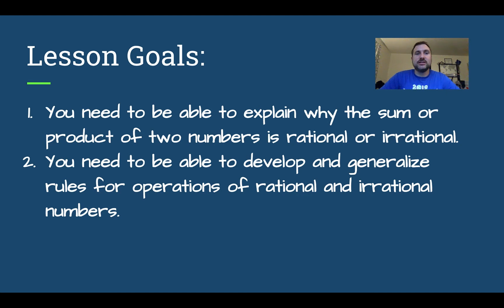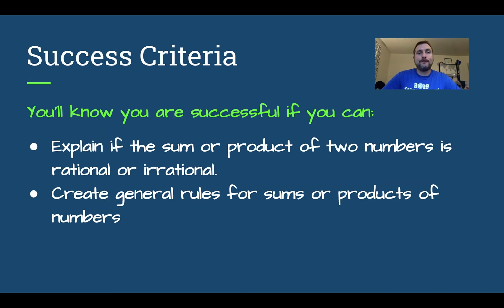After completing this lesson, you need to be able to explain why the sum or product of two numbers is rational or irrational. And you also need to be able to develop and generalize rules for those operations of rational and irrational numbers. You'll know you're successful if you can explain if the sum or product of two numbers is rational or irrational, and if you can create rules for sums or products of numbers.